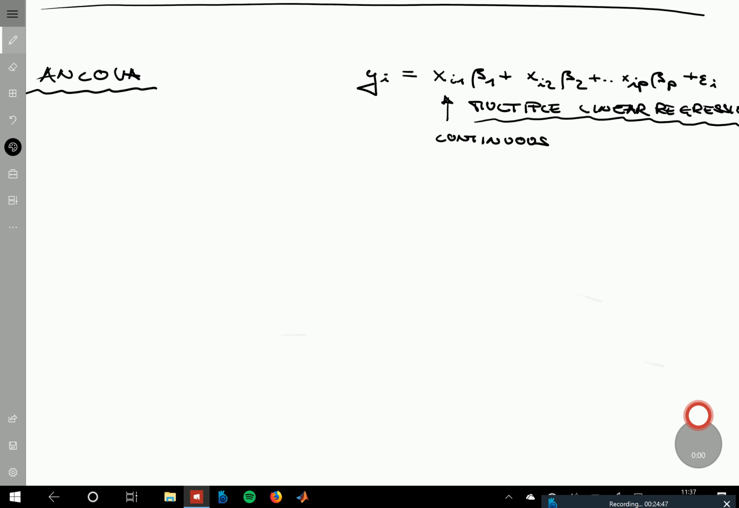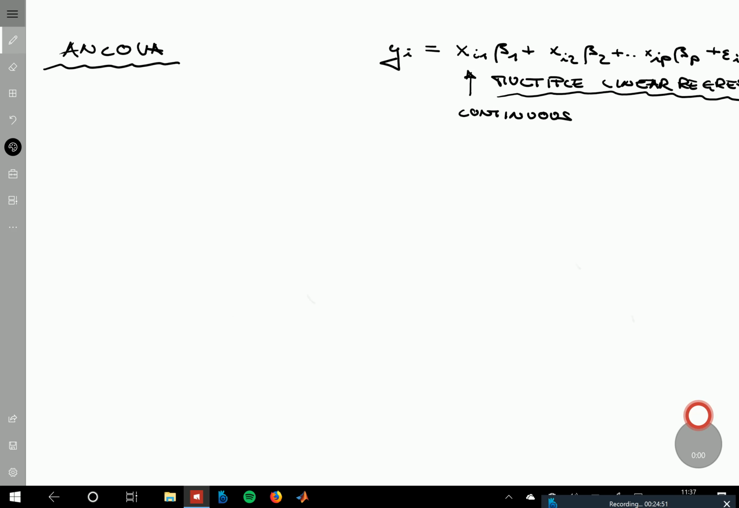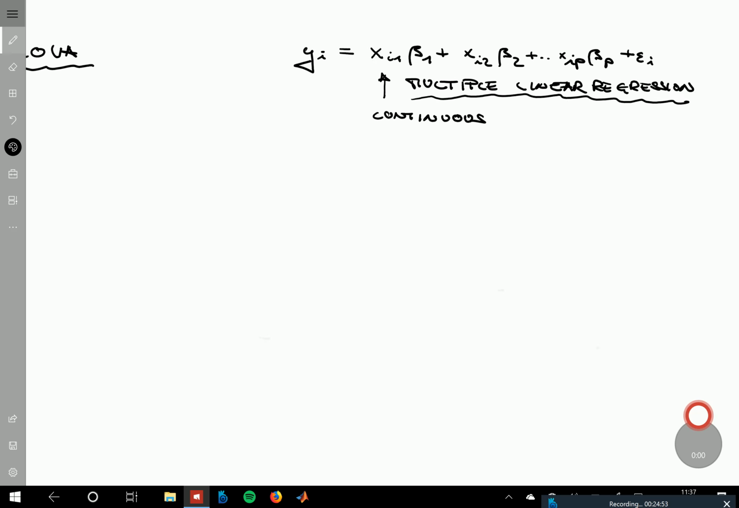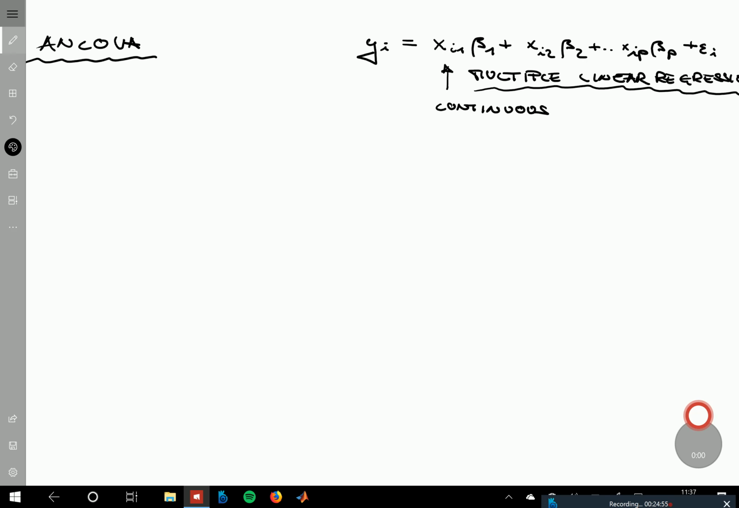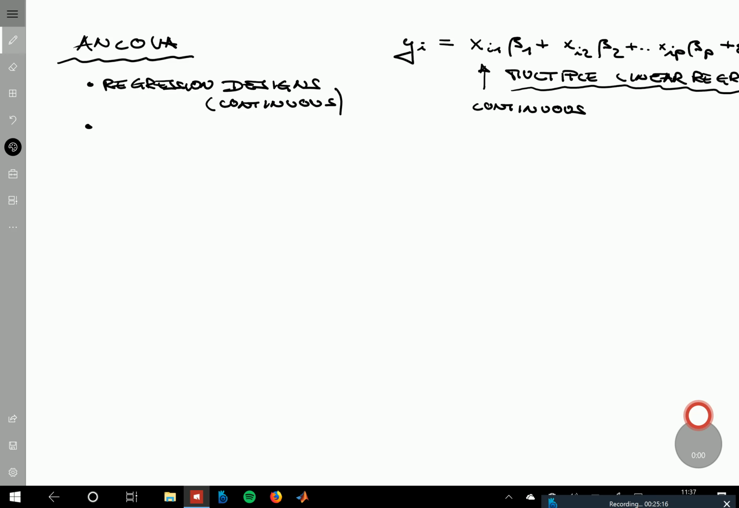The reason why I'm bringing this up is that ANCOVA is a combination of regression designs or continuous designs, like our multiple linear regression that we use for fMRI, and categorical factorial designs.